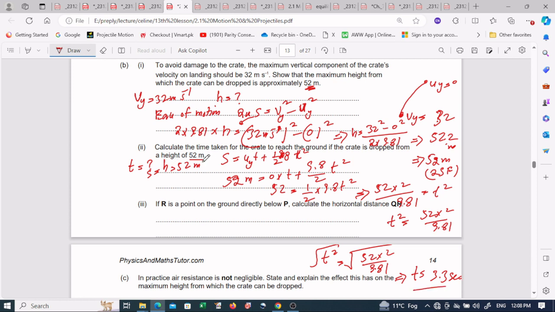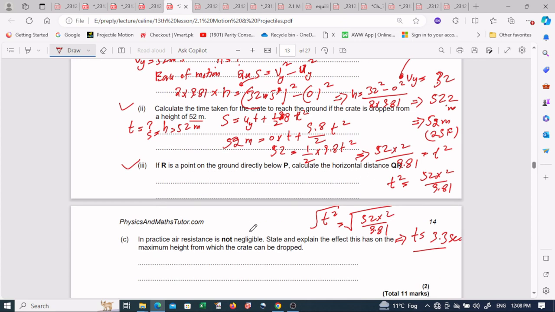Okay, now for the third part: if R is the point on the ground directly below P, calculate the horizontal distance covered by QR. So I repeat this. For example, here is the P point, here is the Q point, here is the R point, just below. So this distance is QR, we have to find the horizontal distance QR.